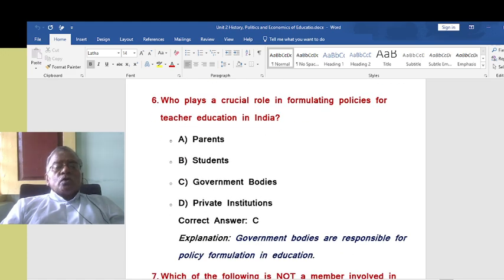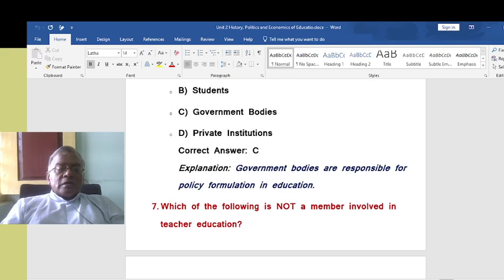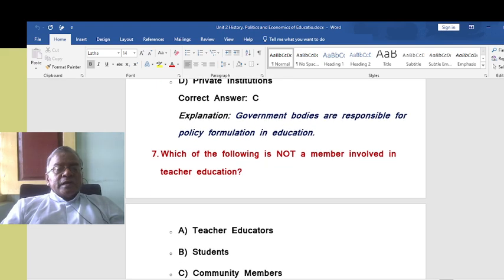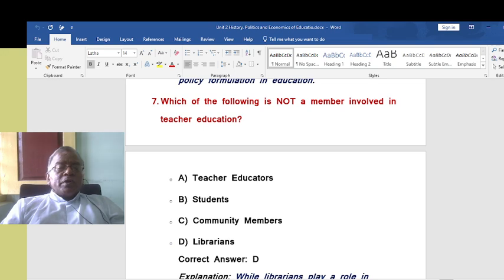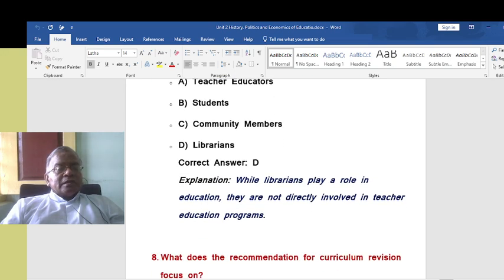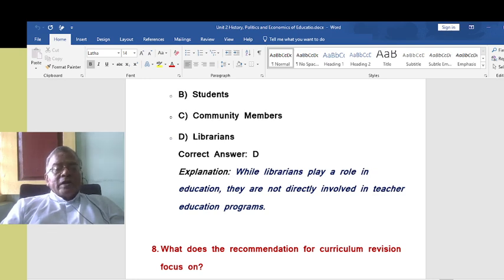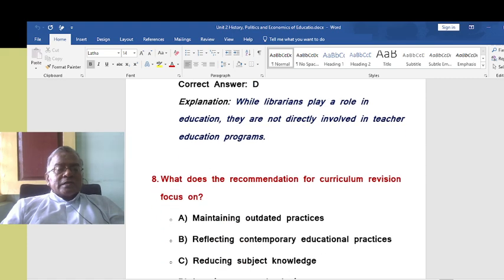Who plays a crucial role in formulating policies for teacher education in India? That is government bodies. Government bodies are responsible for policy formulation in education. Which of the following is not a member involved in teacher education? That is, librarians, they are not included. While librarians play a role in education, they are not directly involved in teacher education programs.